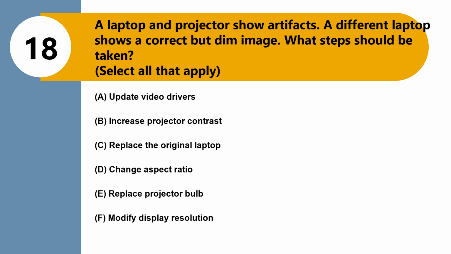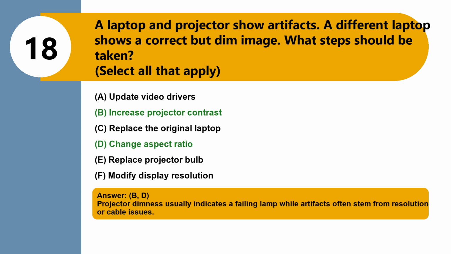Question 18. A laptop and projector show artifacts. A different laptop shows a correct but dim image. What steps should be taken? Option A, update video drivers. Option B, increase projector contrast. Option C, replace the original laptop. Option D, change aspect ratio. Option E, replace projector bulb. Option F, modify display resolution. The correct answers are options B and D. Increase projector contrast, change aspect ratio. Projector dimness usually indicates a failing lamp, while artifacts often stem from resolution or cable issues.